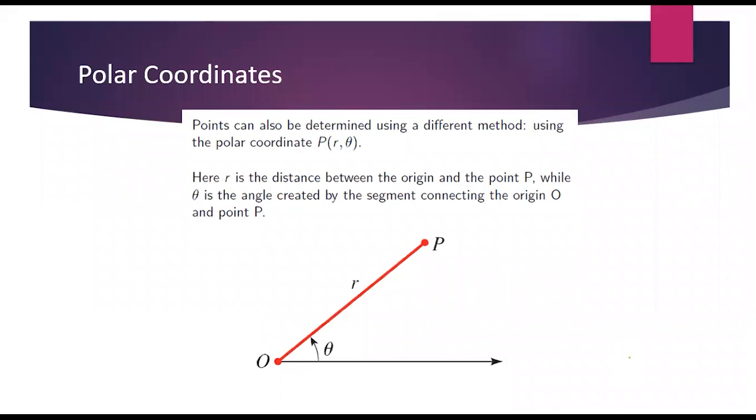We have the next one, polar coordinates. Instead of using rectangular coordinates, this time we can use polar coordinates. So points can also be determined using a different method. Here, we have the coordinates r and theta. What is r? r is the distance between the origin and your point P, while theta is the angle created by the segment connecting the origin and this point P. So that is your theta.